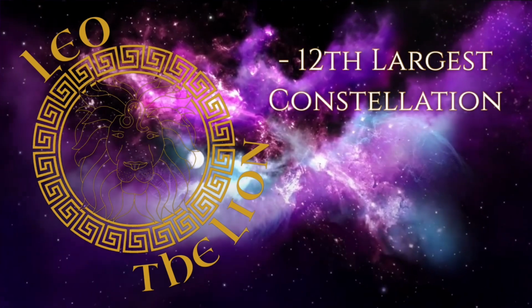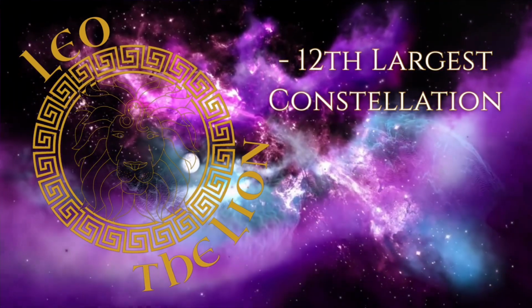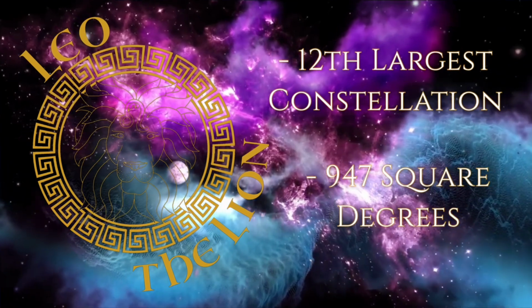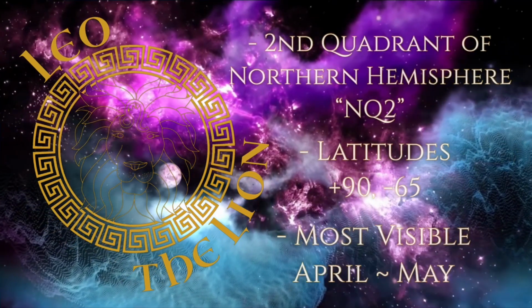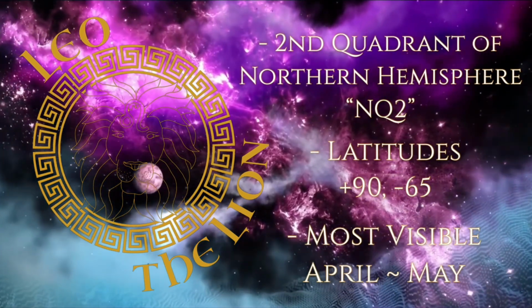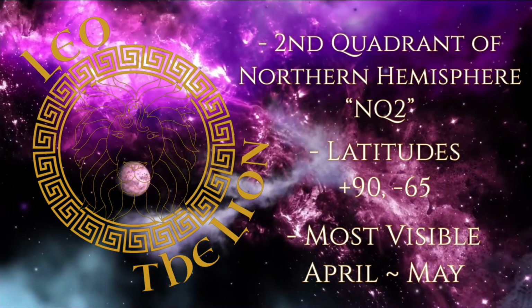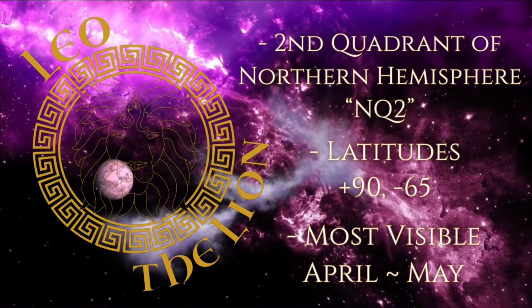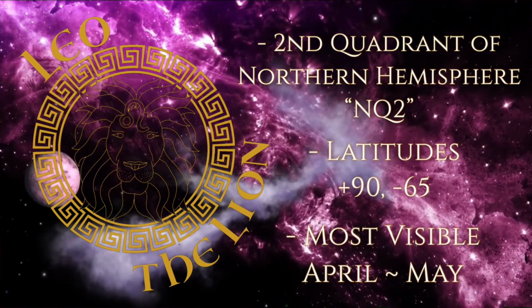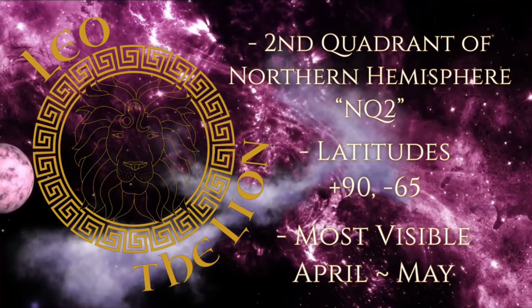Leo is the 12th largest constellation in size, occupying an area of 947 square degrees. It is located in the second quadrant of the northern hemisphere, otherwise known as NQ2, and can be seen at latitudes between 90 degrees and -65 degrees. Leo is visible during the spring night sky between April and May.